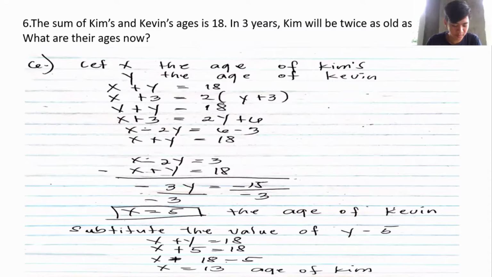Negative 3y over negative 3 equals negative 15 over 3. Substitute the value of y, which is negative 5. x plus y equals 18, so x plus 5 equals 18. x equals 18 minus 5. x equals 13, the age of Kim. The age of Kim is 13.